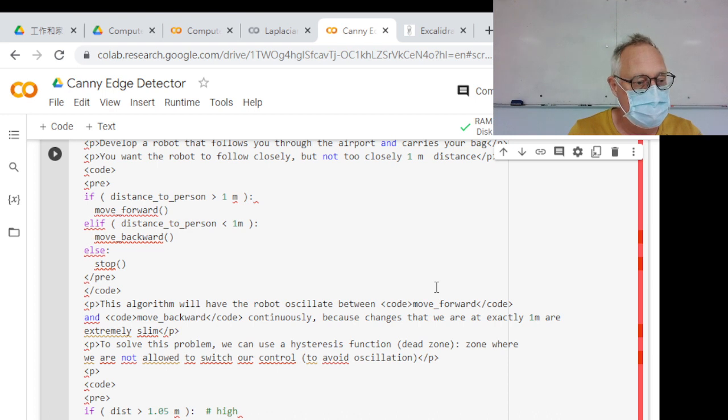So it would be if previous command is equal to, and now I want to check if I'm greater than 1 meter or not. So if distance is less than 1 meter and previous command is equal to, distance is less than 1 meter, so I want to move away, and the previous command is move backward, then I want to move backward.